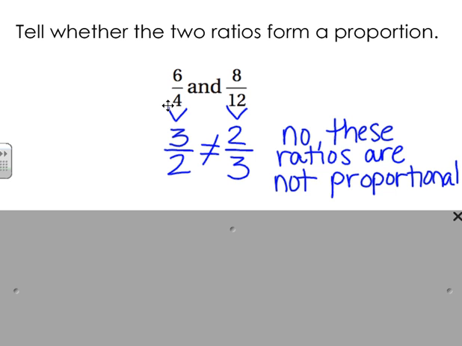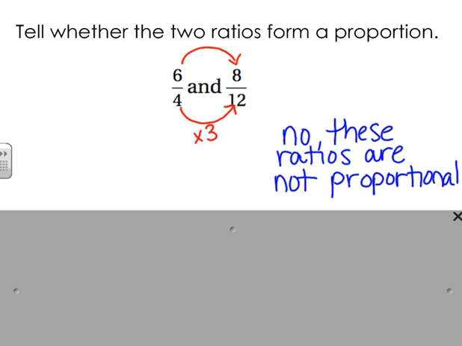All right, besides simplifying the fractions, there is a second way to show if they are proportional. So I'm going to get rid of that work just to show. What you can do is look for either the numerators or denominators and look for one that can be multiplied into the other. In this case, 4 times 3 equals 12. If these are proportional, then the top would have to be multiplied by the same thing. 6 times 3 is 18, which is not equal to 8. So that's a second way that I can show that these two ratios are not proportional.